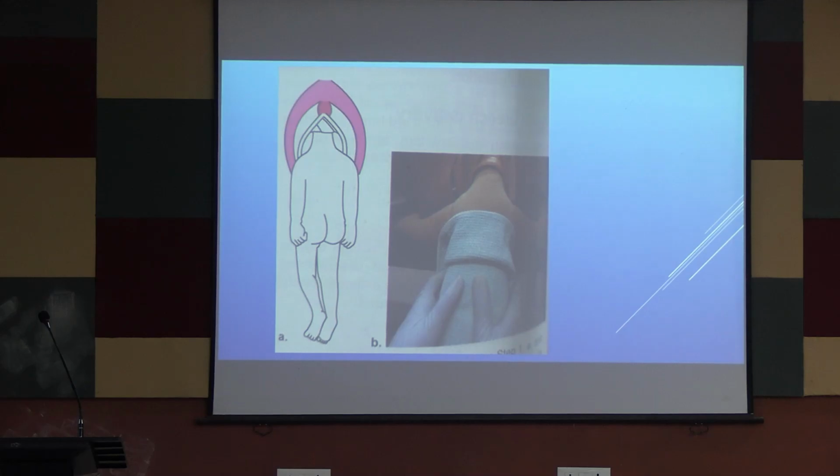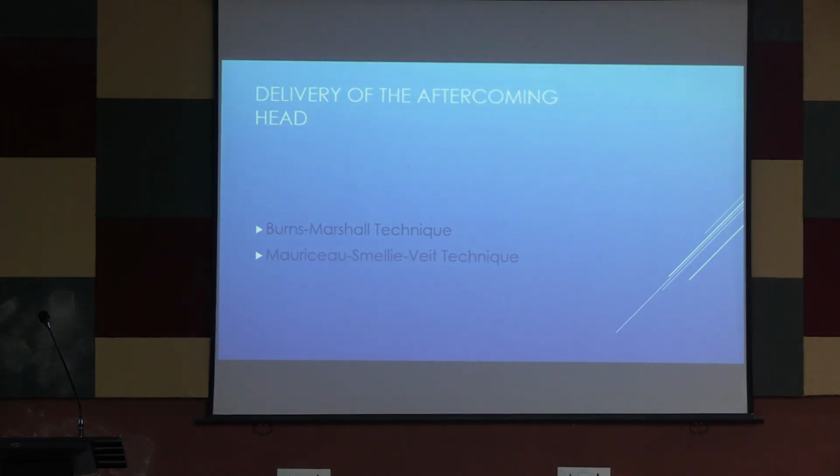Time for safe vaginal delivery from seeing the hairline to delivery, 2 to 3 minutes is safe. If it is more than 5 minutes, there is chance of fetal asphyxia. So, baby is allowed to hang. The aftercoming head can be delivered by 2 methods.